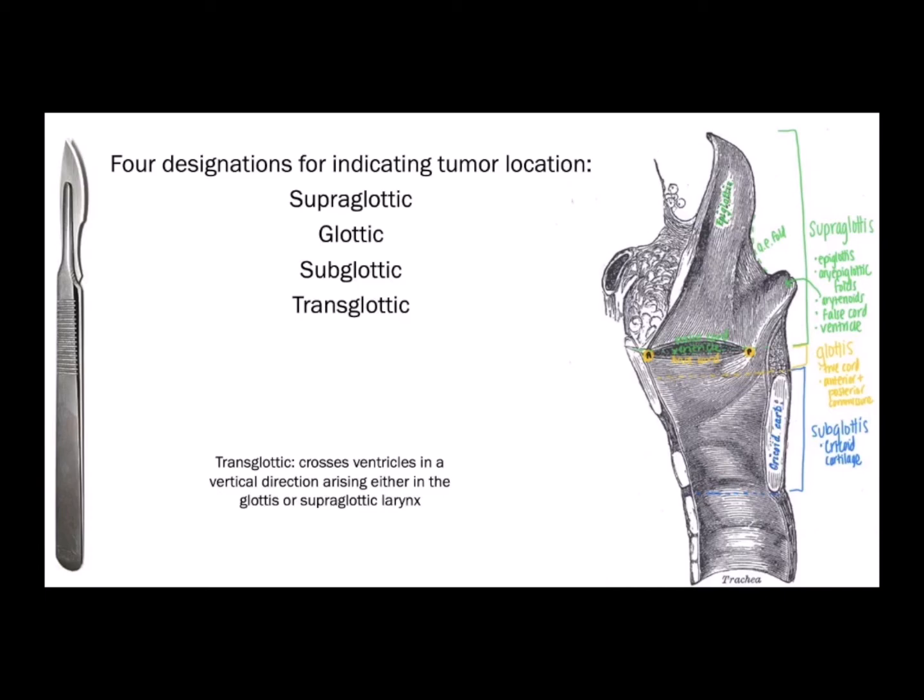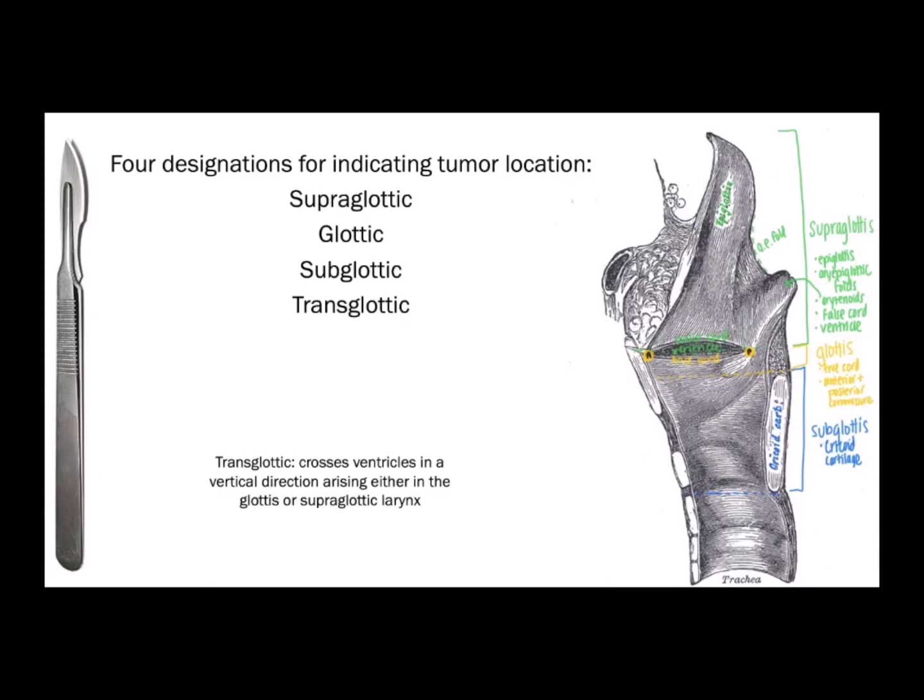But we also have this fourth designation for tumor location. So you have the three areas of the larynx, but then you also have transglottic. So you can call something a transglottic tumor. And what that means is it's crossing that ventricle in a vertical direction. So whether it's going either inferiorly or superiorly, it's crossing that ventricle. And so that would be a transglottic tumor.